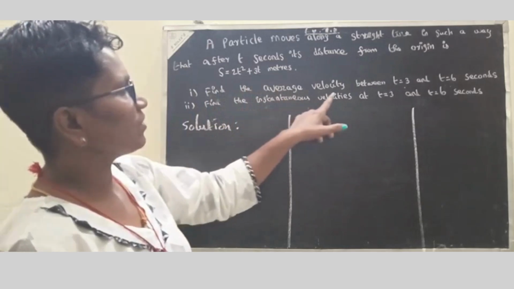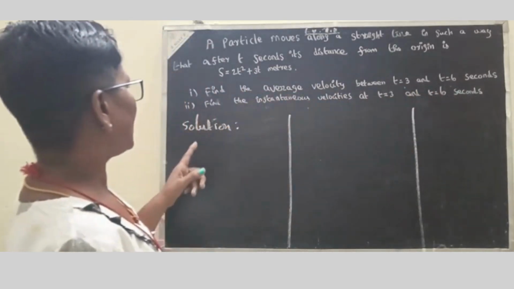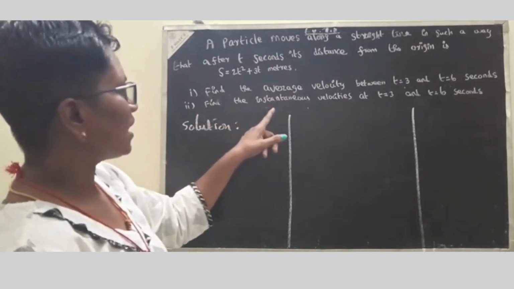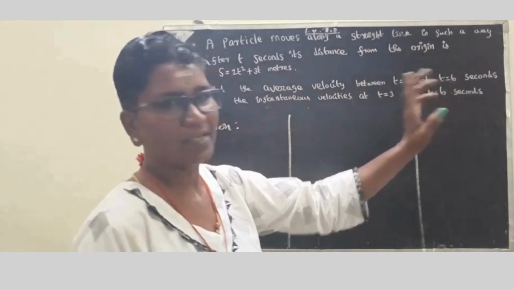Find the average velocity between t = 3 and t = 6 seconds. Then find the instantaneous velocities at t = 3 and t = 6 seconds.